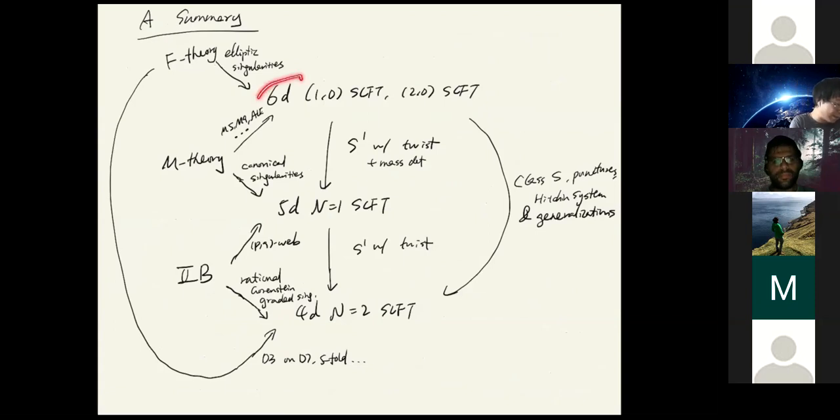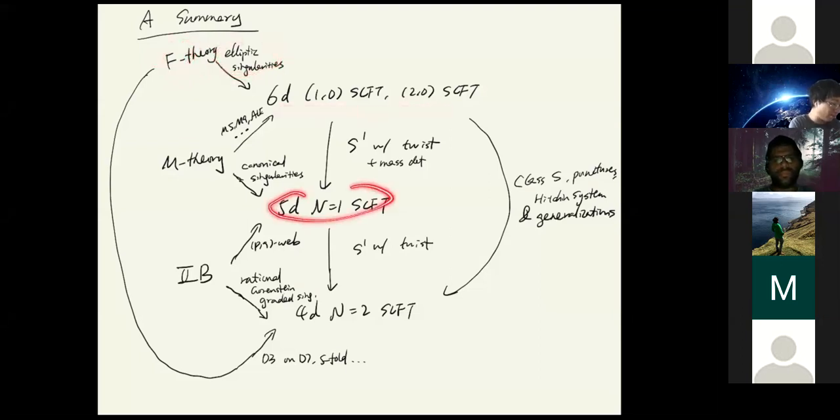For example, we have this 6D theory: we have the (1,0) theory and the (2,0) theory. This theory is engineered by F-theory, in general, probing some elliptic singularity. So what typically happens is, in the pure geometric setup, the CFT is coming from F-theory, M-theory, or type IIB string theory probing some singularity. Okay? So for example, 6D is coming from F-theory probing elliptic singularities.